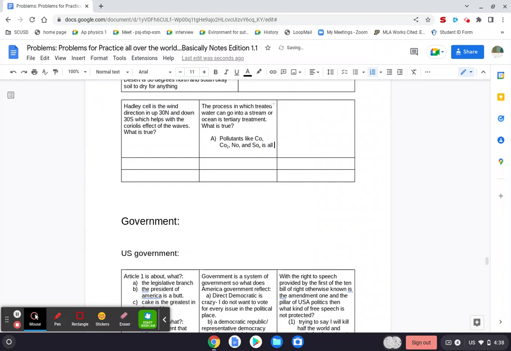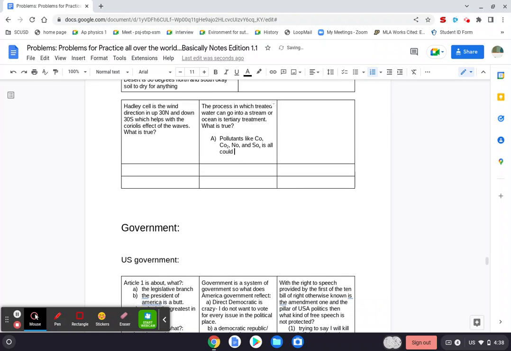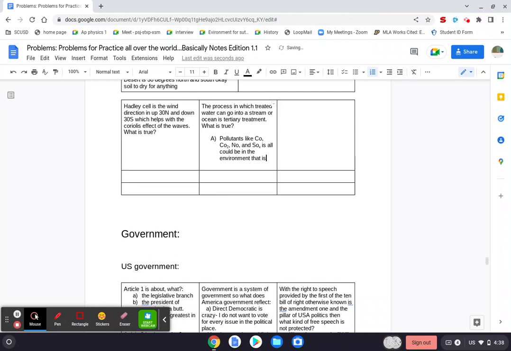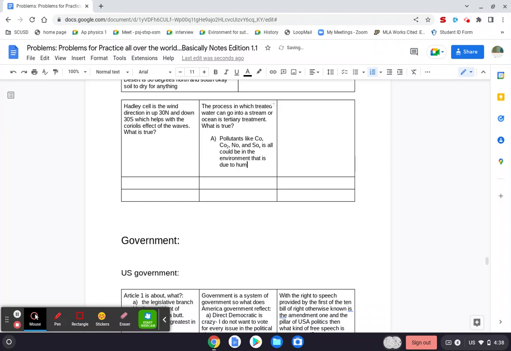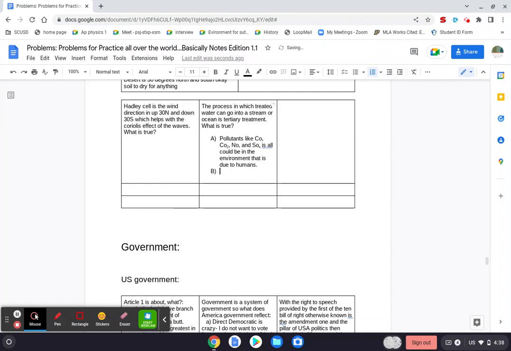It could all be in the environment that is due to humans. Anthropogenic, I have to do that later, but humans. And then I'll make some made-up questions up now.